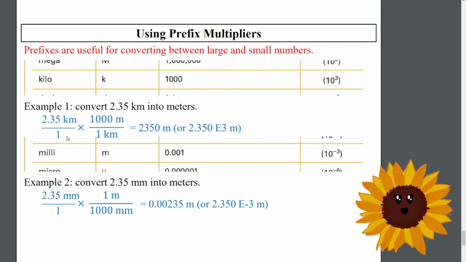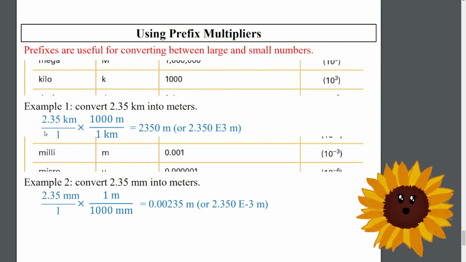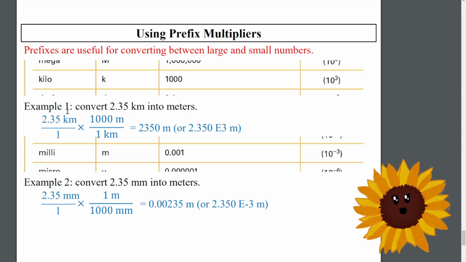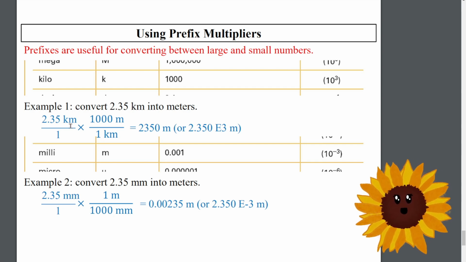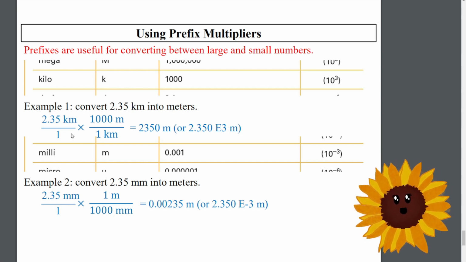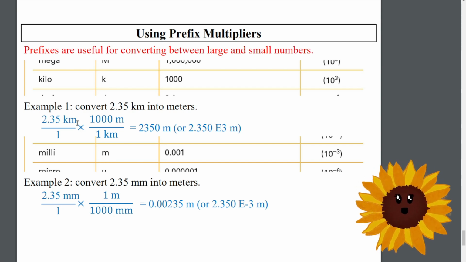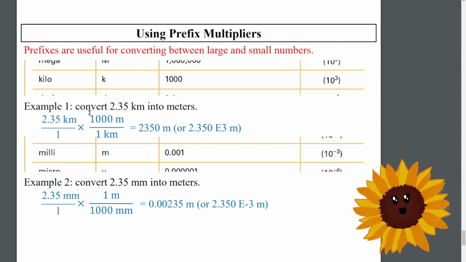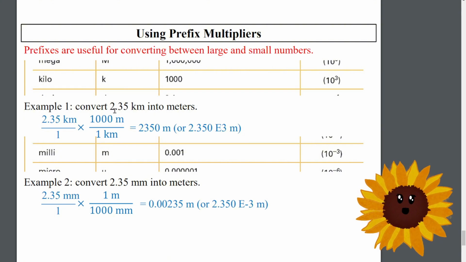to turn it into a fraction, because every single whole number can be written over 1, since anything divided by 1 is just itself. So this is still 2.35. Then you multiply it by 1,000 meters over 1 kilometer. Kilometers are going to cancel out. The units across from each other cancel out, leaving you with just meters, because there's nothing for meters to cancel out here.